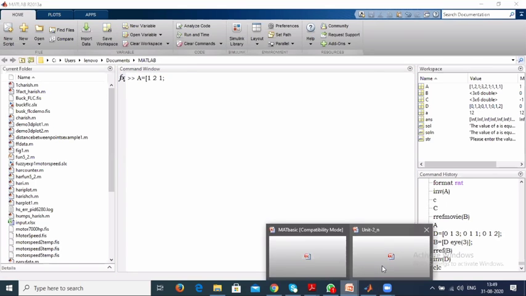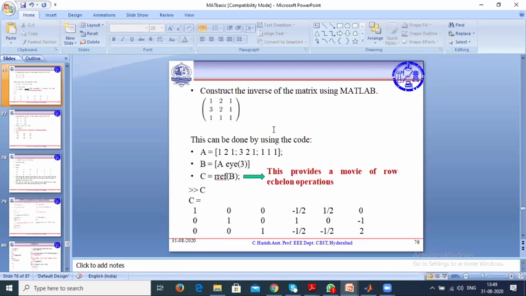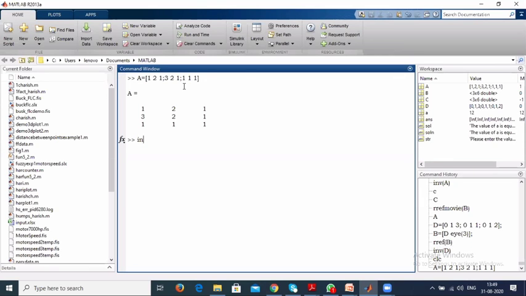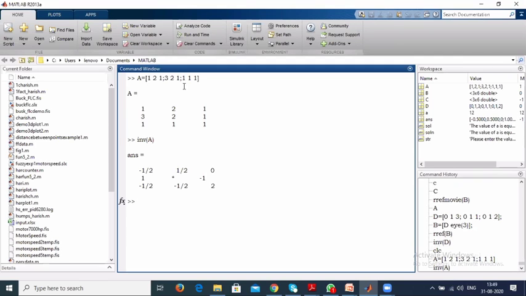What other values do we have? 1 2 1, 3 1 1, 1 1 1, 3 2 1 semicolon, 1 1 1. Okay, this is a matrix. If I write INV of A, what happens? It will generate the inverse.